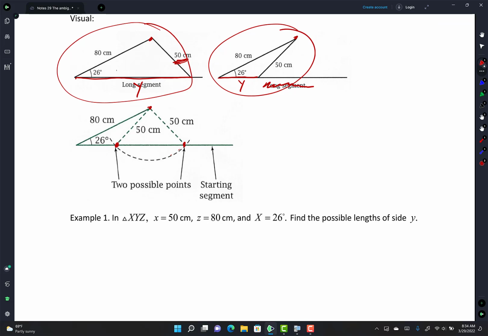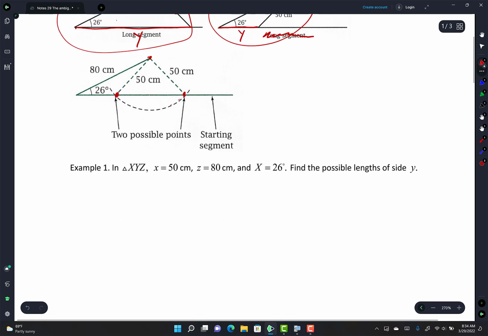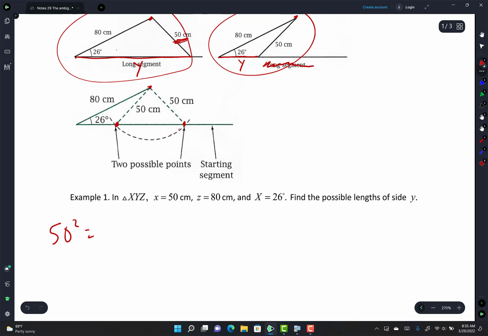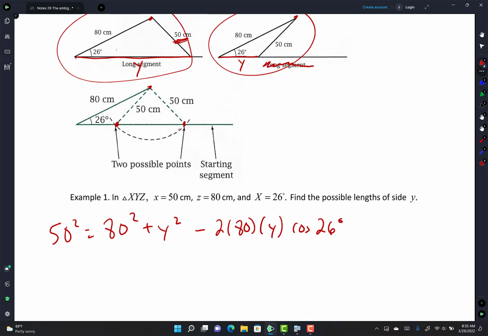to put the 50, we're going to use law of cosines, and we're going to have to put the 50 on the outside. It's going to be by itself. Do you guys know what I'm talking about? Law of cosines? So here we go. We're going to write 50 squared equals 80 squared plus y squared minus 2 times 80 times y cosine 26 degrees. That's it. That's pretty much it.